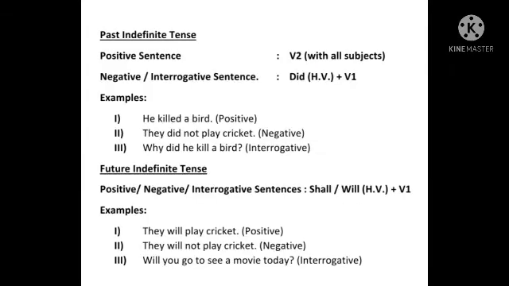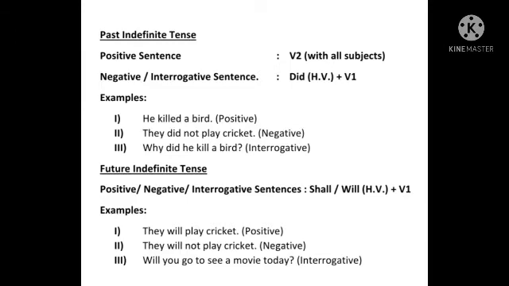Now children, let's see the rules of past indefinite tense. If the sentence is positive, we have to use the second form of the main verb, regardless of the subject. And in negative and interrogative sentences, we have to use did as helping verb and the first form of the main verb. Again children, pay attention to the word did, take care, never use any other form, only the first form should be used. Never say did he played cricket. No, did he play cricket?